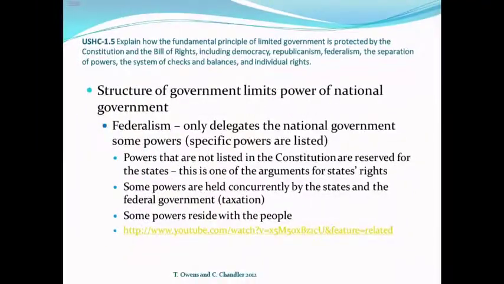In writing the Constitution, the founders set up another form of limited government, which is called federalism, and that means that the national government is given certain powers that are very specific. Other powers are given to the states, and then other powers reside with the people. The important part of federalism is that it splits the power of the government. That's a very, very important concept to understand.